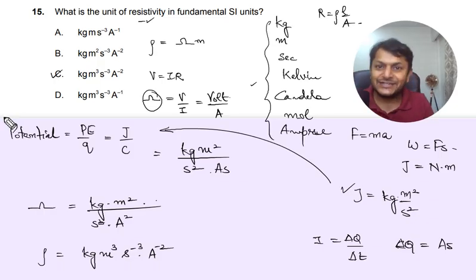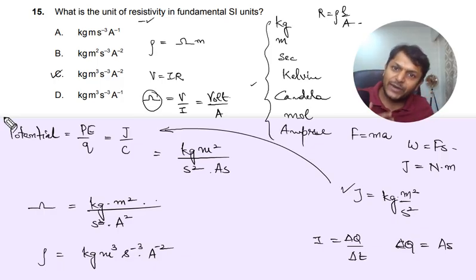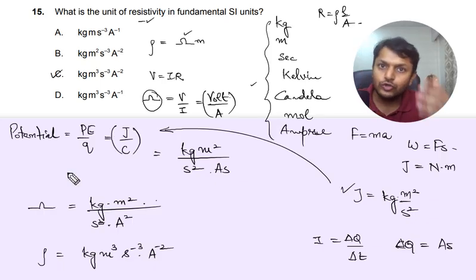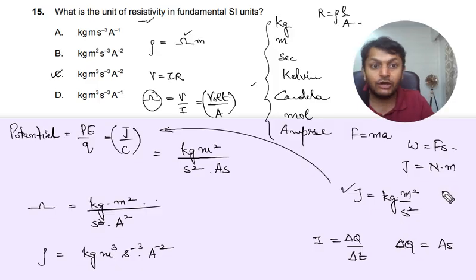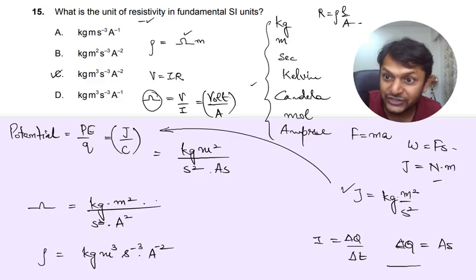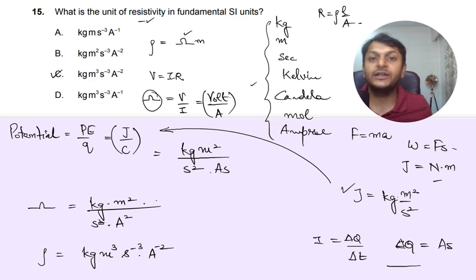This is how we do it. So you keep on opening the brackets and brackets and brackets. First of all it was ohm. Ohm has to be broken down into volt per ampere. Then volt will be broken down into joule per charge. Then it will be broken down into Newton. Newton will be broken down into the fundamental SI units. So this is how we do it.